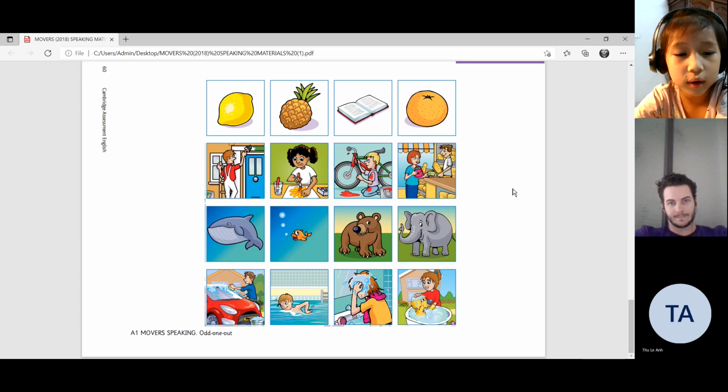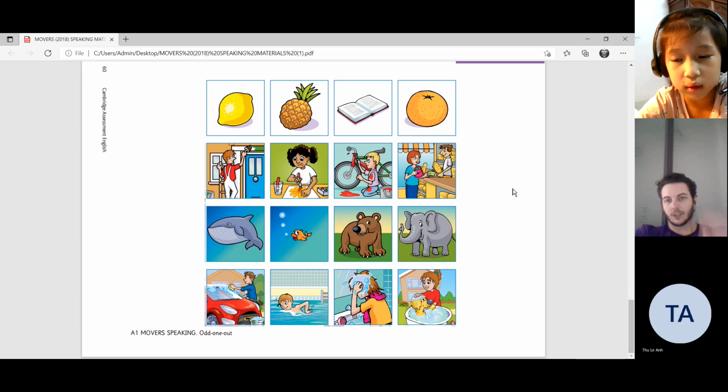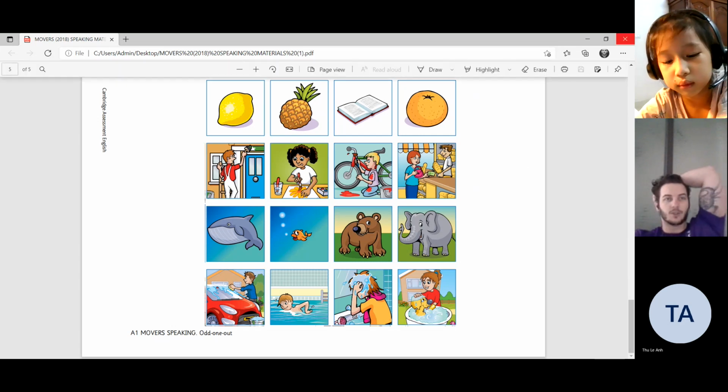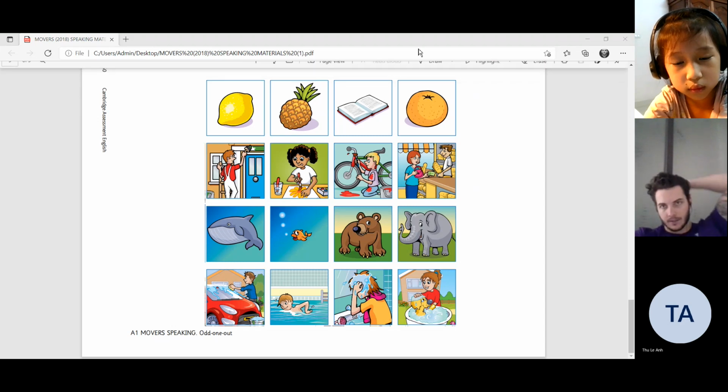Picture 2 is out because in pictures 1, 3, and 4 they are washing something, and in picture 2 they are swimming. Very good. Well done. Good job. You are all done and you may return to class.